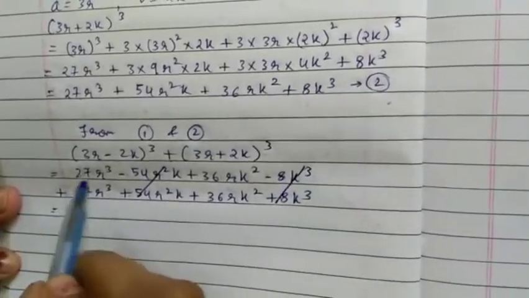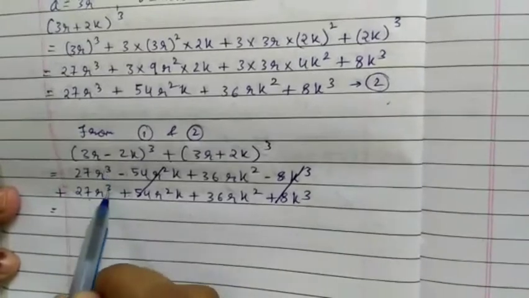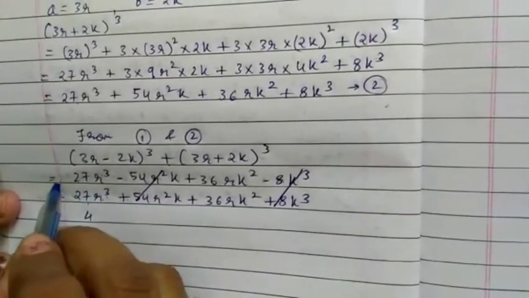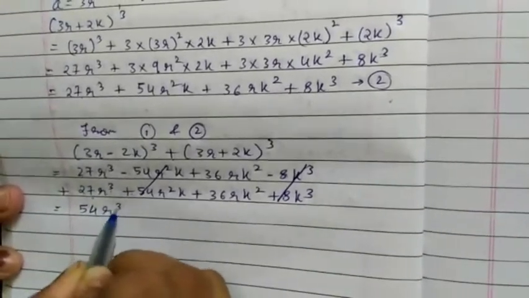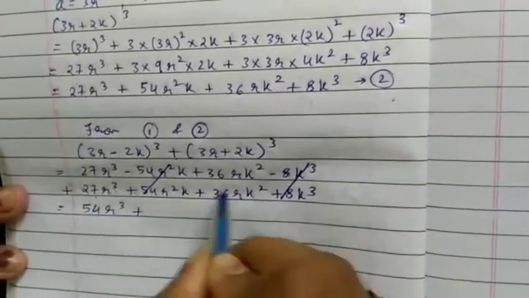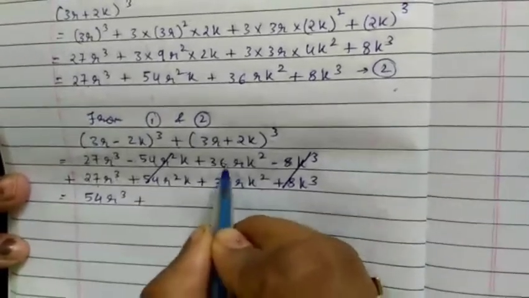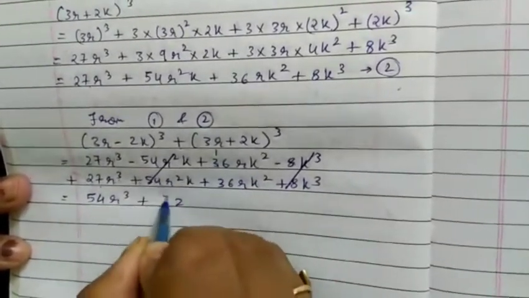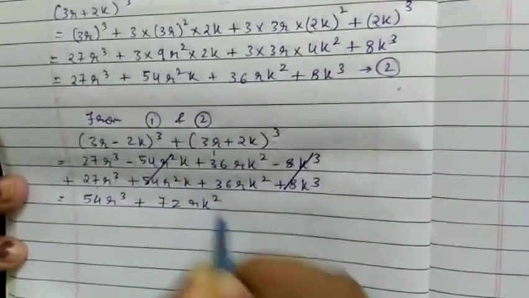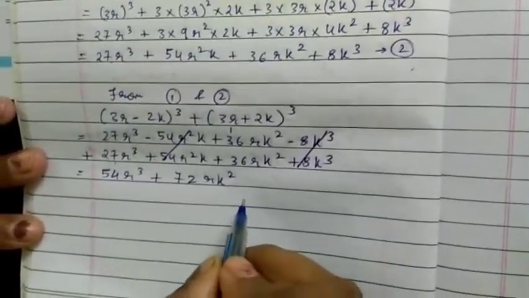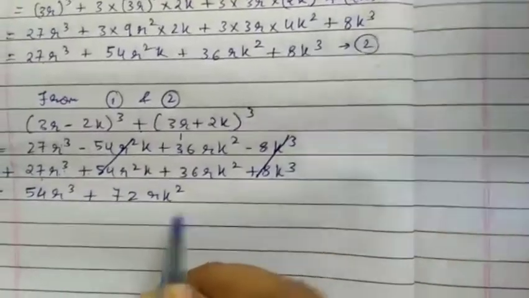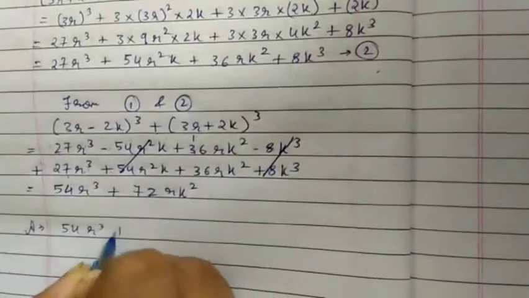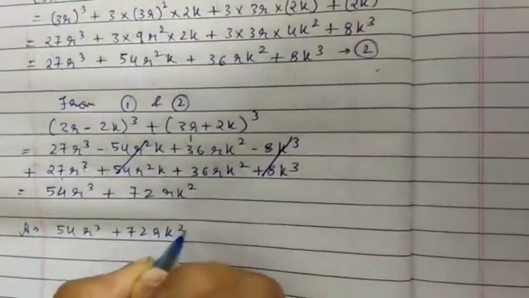Now what is left? 27 plus 27 r cube. So 7 plus 7 is 14, 2 plus 2 is 4 plus 1 is 5, so 54 r cube, and here 36 plus 36: 6 plus 6 is 12, carry 1, 3 plus 3 is 6 plus 1 is 7. So this is our answer, 54 r cube plus 72 r k square.